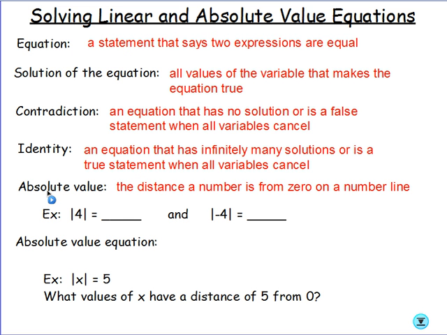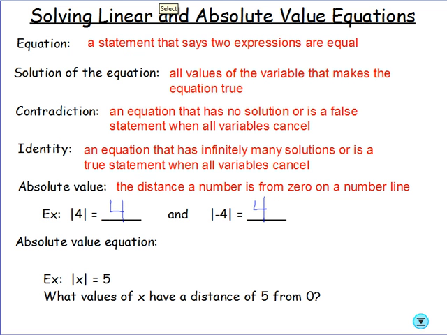So for example, the absolute value of 4 is exactly 4 units. Four is exactly 4 units from 0. Well, -4 might be to the left, but it is also still 4 units from 0. So both the absolute value of 4 and the absolute value of -4 have the exact same result.